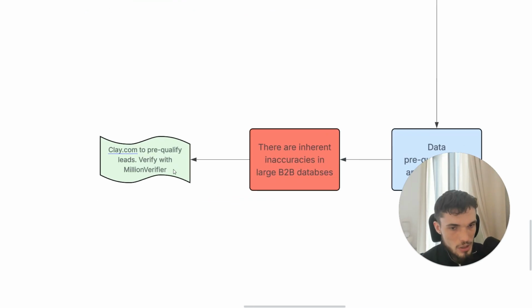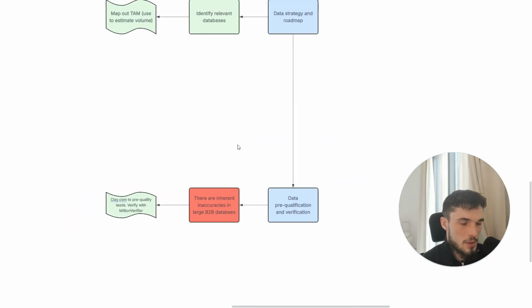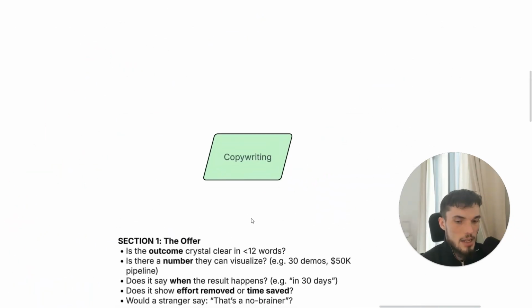And then obviously, as I mentioned, you want to verify your leads with a tool like Million Verifier, so you're not sending emails to non-existent email accounts, which is going to cause bounces from the email server and lower your sending score. The last thing I want to mention is copywriting.